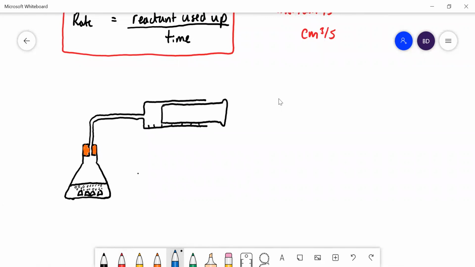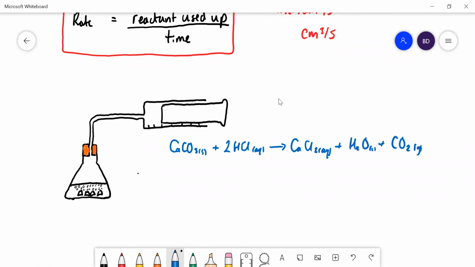A good example of that would be calcium carbonate, which is a solid, put into hydrochloric acid, HCl aqueous. You get calcium chloride solution, and you get water, and you get carbon dioxide gas. Now you can measure the volume of carbon dioxide gas using this. This is a gas syringe, and you could plot the volume of carbon dioxide produced against the time. That'll be one way of measuring that rate of reaction.